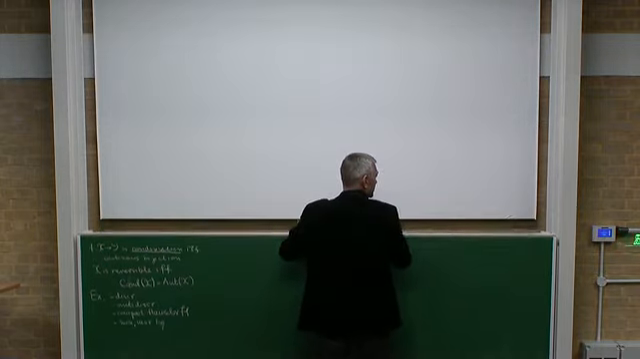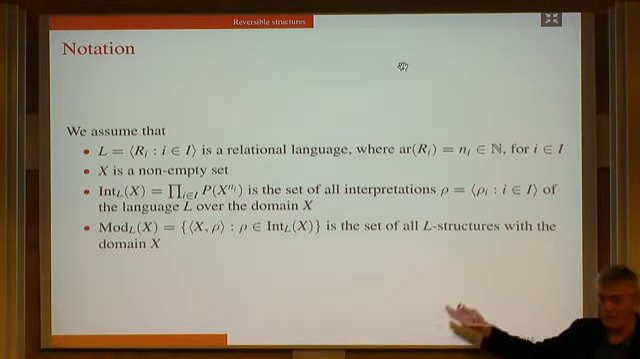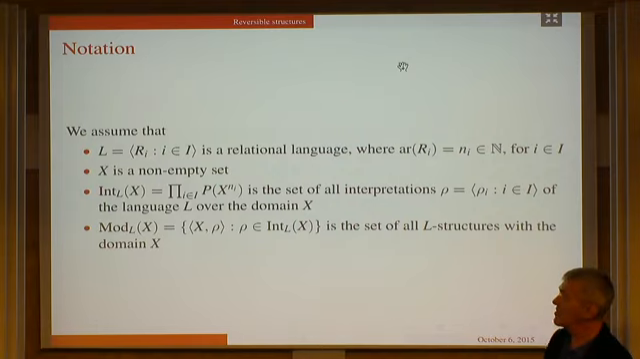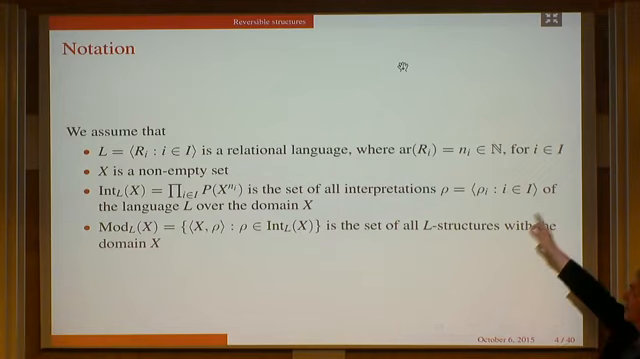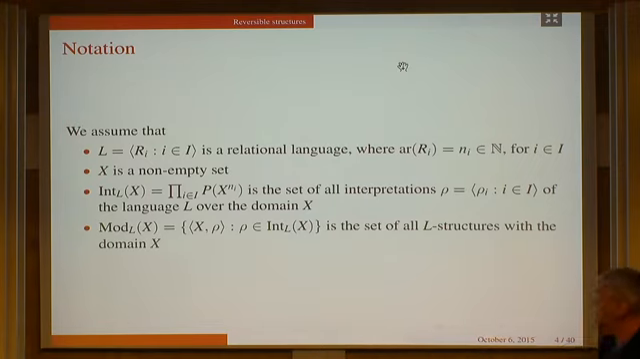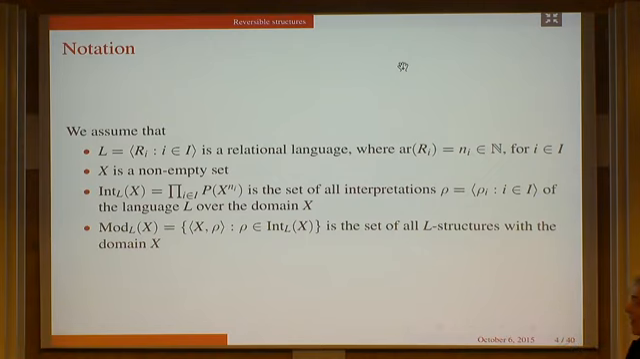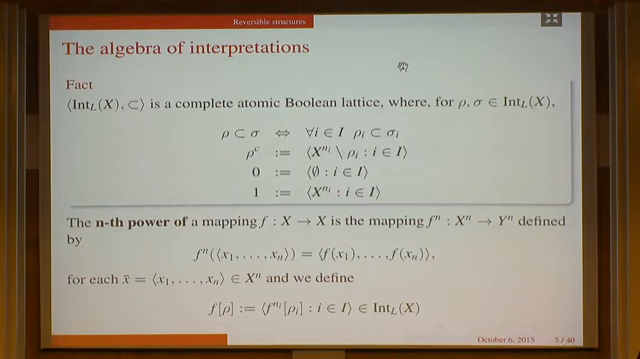So first some notation. It is standard, of course, we observe a relational language L. We have a signature. X is a non-empty set, and Int_L(X) is the set of all interpretations, which are sequences of relations, of course, of the language over the domain X. By Mod_L(X), I will denote the set of all L-structures with the domain X.